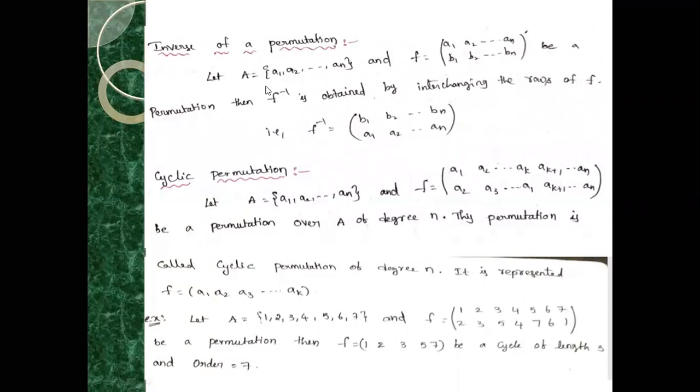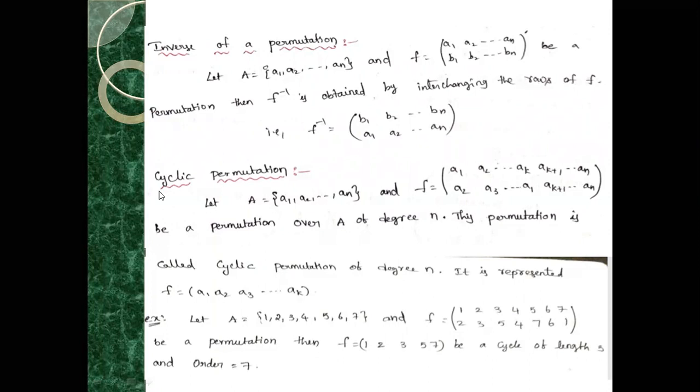So let A = {A1, A2 and so on AN}, and F is equal to A1, A2 and so on AN, B1, B2 and so on BN. The interchanging of these rows gives F inverse, that is F inverse is equal to B1, B2 and so on BN, A1, A2 and so on AN. So interchanging the rows of F gives the inverse permutation of F, that is F inverse.